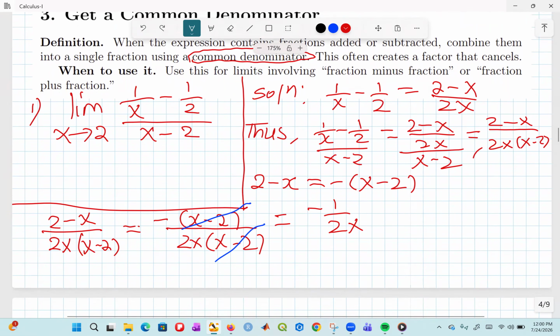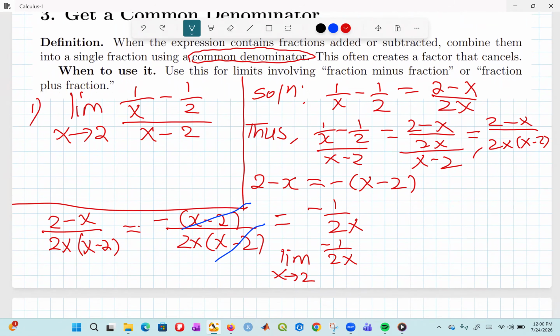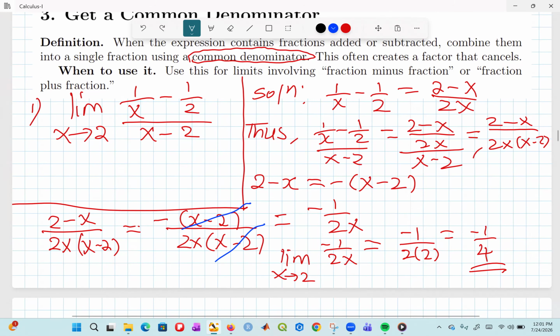Next, let's find the limit. The limit of negative 1 over 2x as x approaches 2. Now direct substitution: negative 1 over 2 times 2, which is negative 1 over 4. So the limit of 1 over x minus 1 over 2, all over x minus 2, is negative 1 over 4.